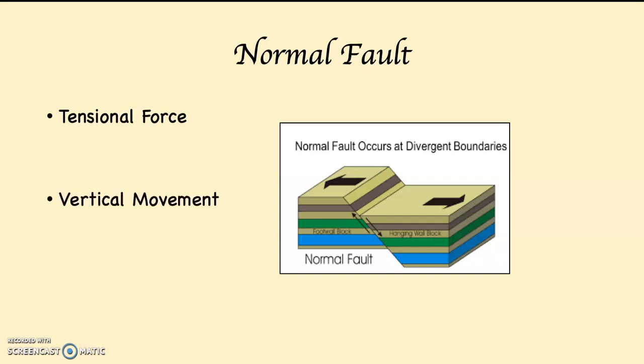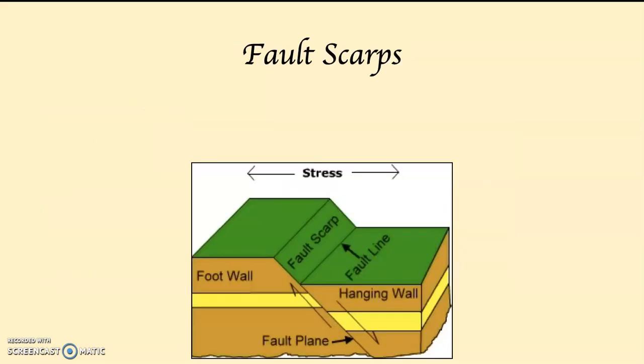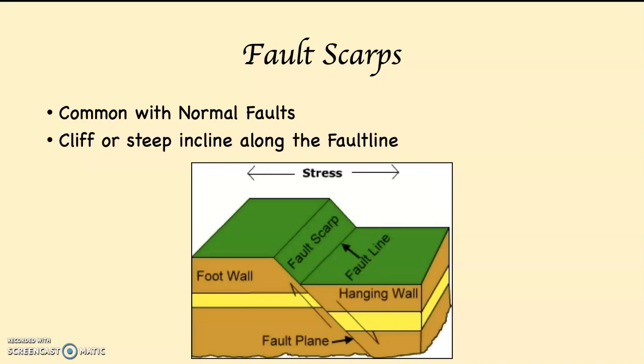The movement along the fault line is primarily vertical. You can see the block on the left-hand side is rising. The block on the right-hand side is dropping down. That's the vertical movement. And this results in the crust stretching out, which you can see with those two big black arrows pulling apart from each other. A fault scarp is common with normal faults. And it's a cliff or a steep incline along the fault line, which you can see there, outlined fault scarp. It makes a cliff.